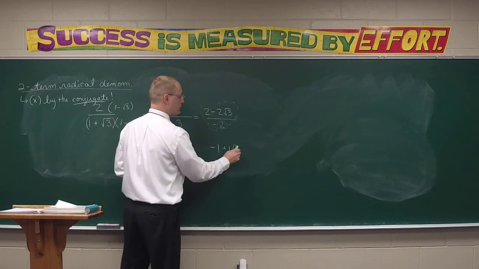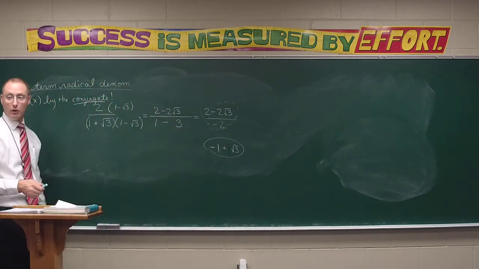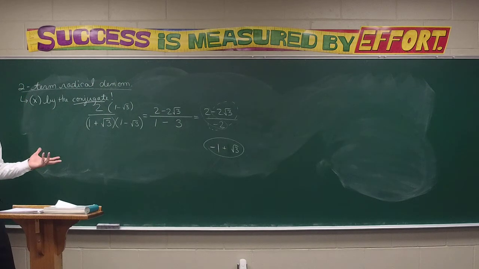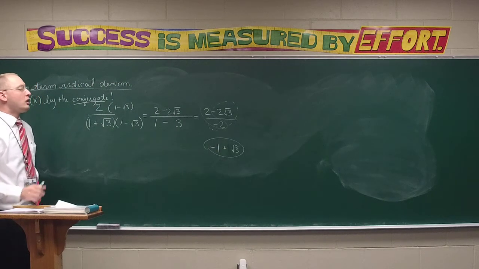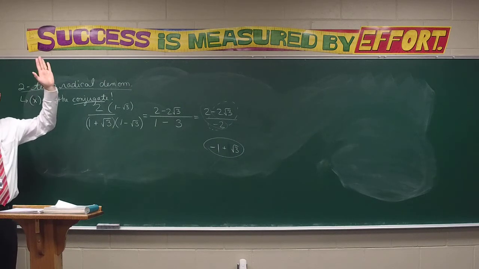Positive 1 square root of 3, or just positive square root of 3. And I end up with something that isn't even a fraction now. But I definitely don't have a radical denominator anymore either. Questions on this? How many remember learning this in Algebra 1?